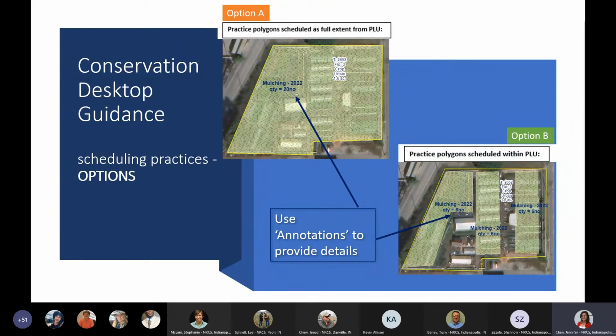But when it comes time to actually create agreement items for these things, whether you go with option A or option B gives you some different flexibility. Option A essentially equates to one practice instance, aka one agreement item, so one CIN within the application. The bottom right reflects 3 instances of mulching being scheduled on this PLU, which would then equate to 3 agreement items or CINs being submitted into the ProTrax application.